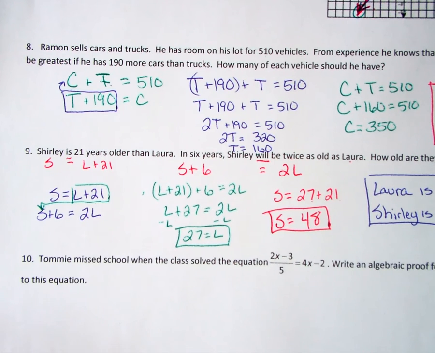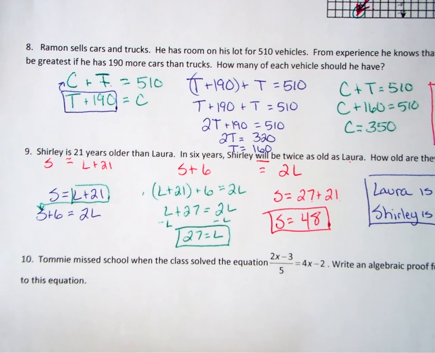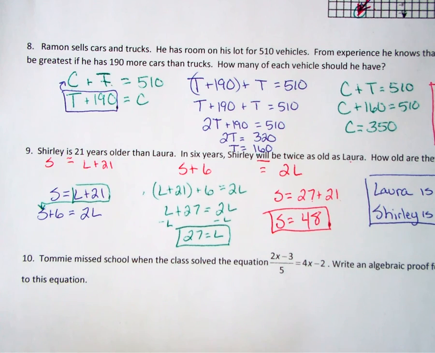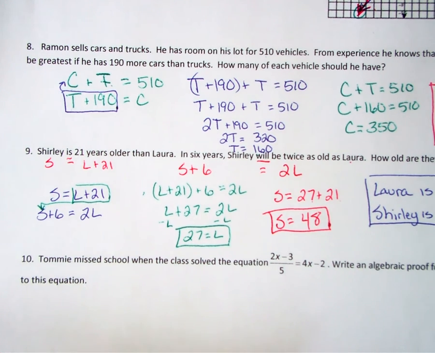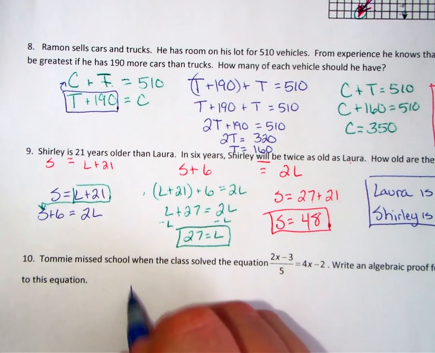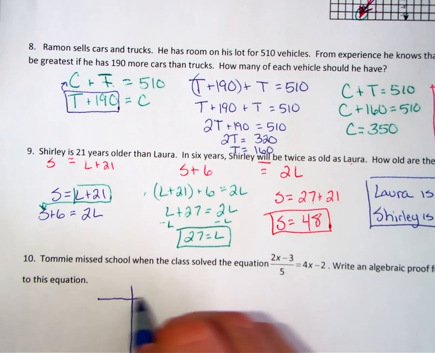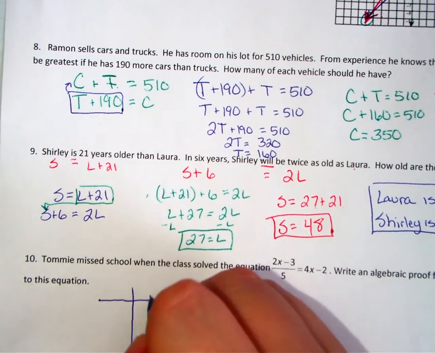Next question. Tommy missed school when the class solved the equation (2x minus 3) over 5 is equal to 4x minus 2. Write an algebraic proof for the solution. Well, if we want an algebraic proof, that means we're dealing with a two-column proof where we need to have a reason.